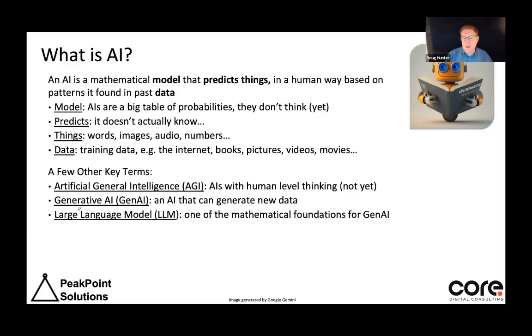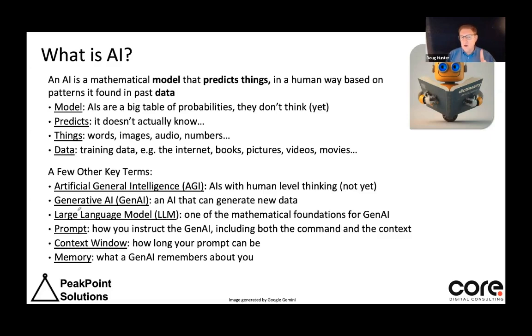Now, there's other mathematical underpinnings like natural language processing or diffusion models for images, but LLMs get most of the press. Now, when you use a GenAI, there's 3 terms that you should know. One is the prompt. The prompt is how you instruct the GenAI. It's both the command and the context.